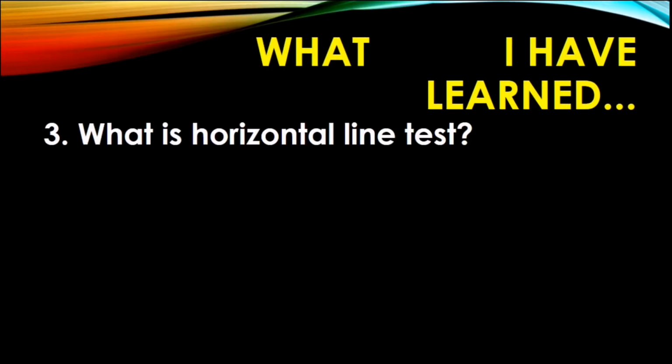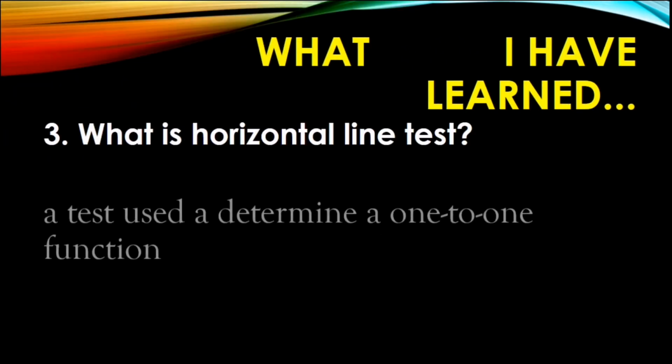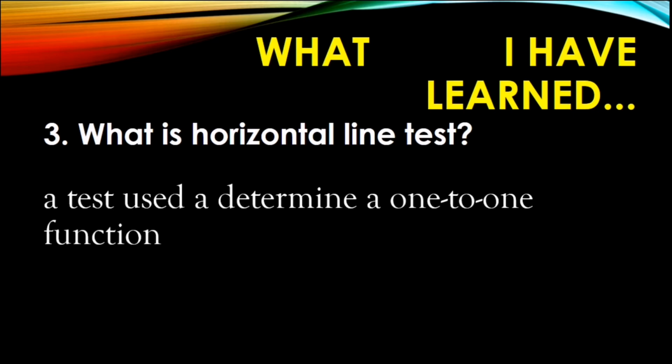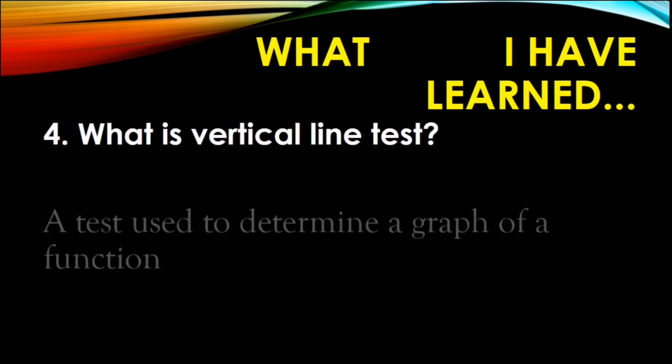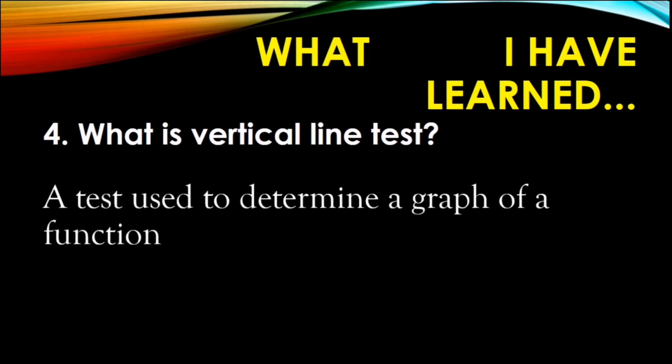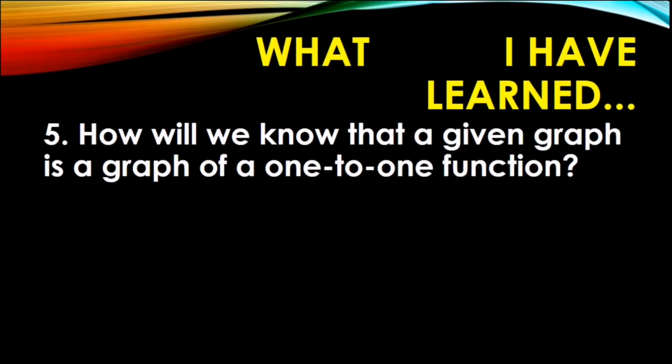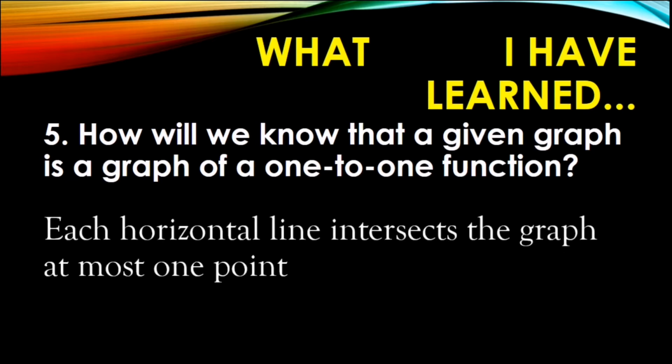What is a horizontal line test? This is a test which is used to determine a one-to-one function. What is a vertical line test? A test used to determine a graph of a function. How will we know that a given graph is a graph of a one-to-one function? Each horizontal line intersects the graph at most one point.